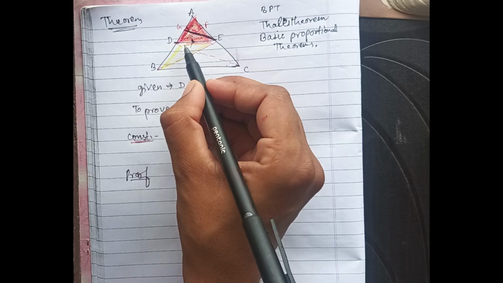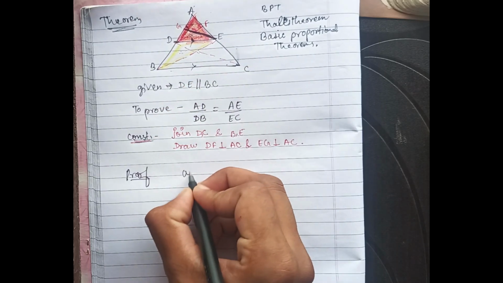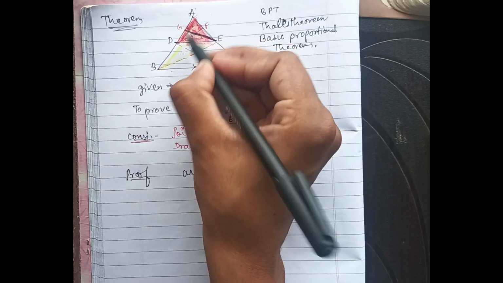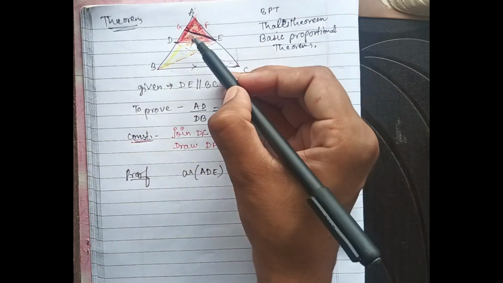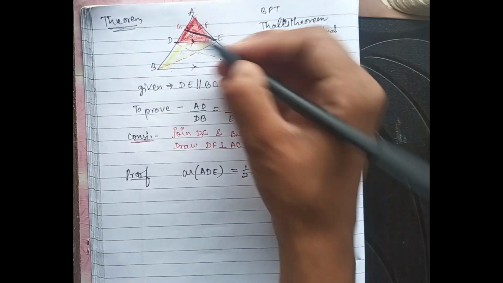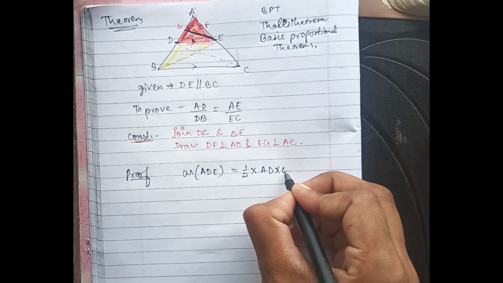Now the proof is done by finding the area of two triangles with basic formulas. The area of triangle ADE, how can we find it? By half into base, that is AD, into height, that is GE.